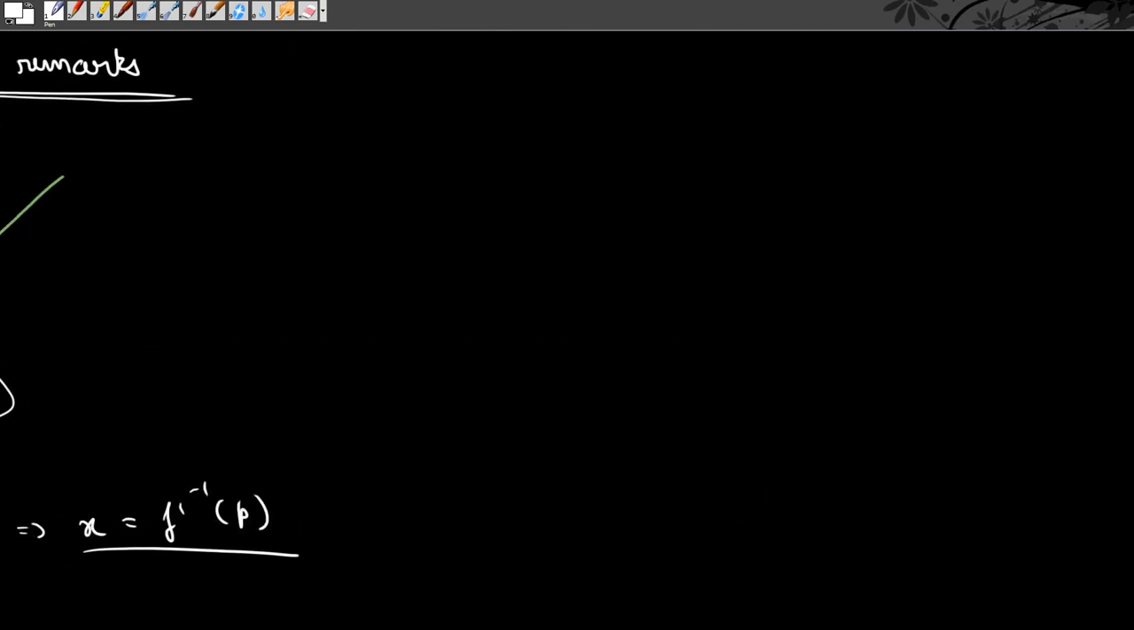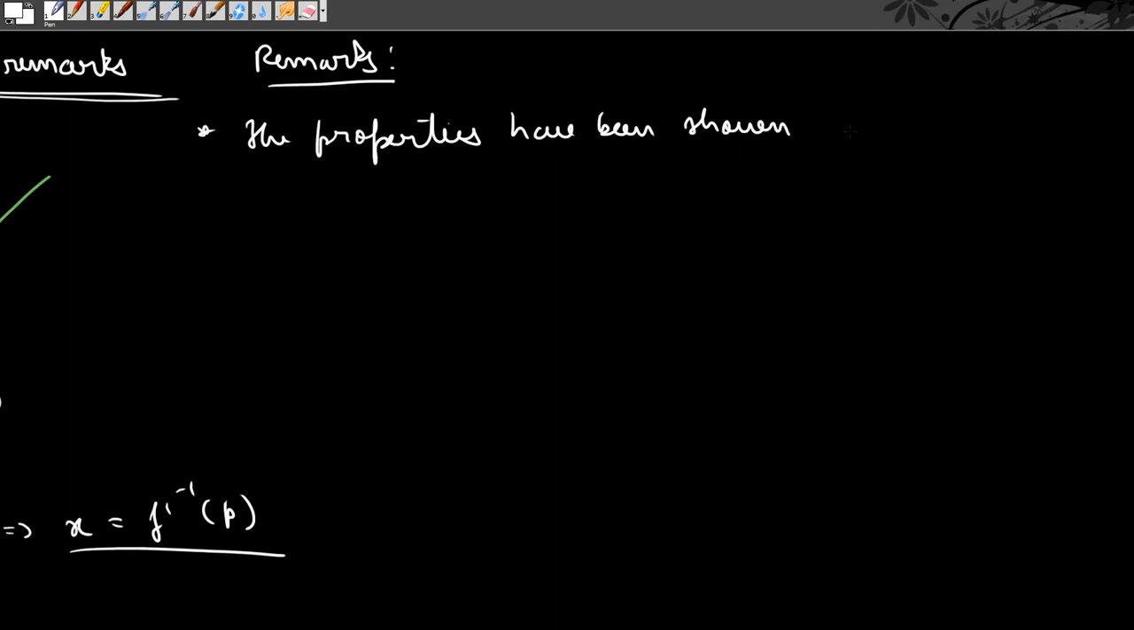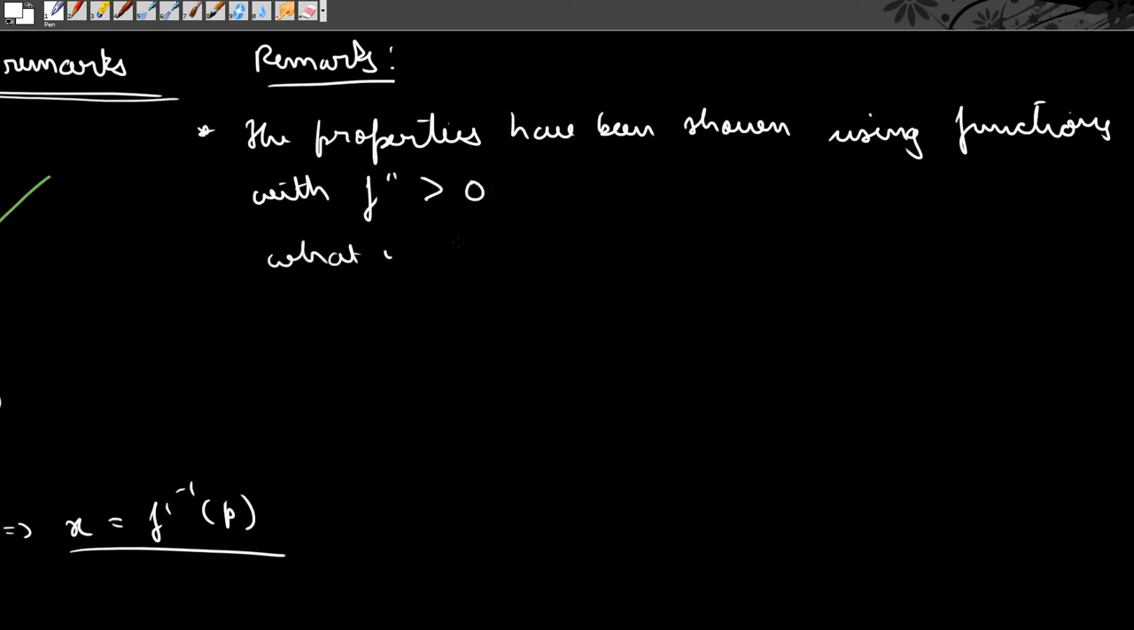Next, let us consider some remarks. So in the properties that we discussed, the properties have been shown using functions with f double dash greater than 0. But what if f double dash was greater than or equal to 0?